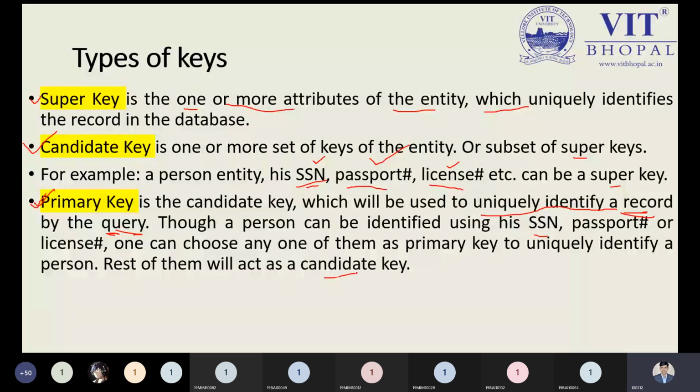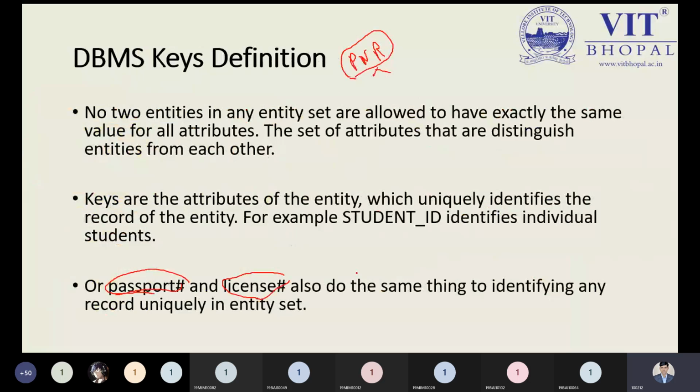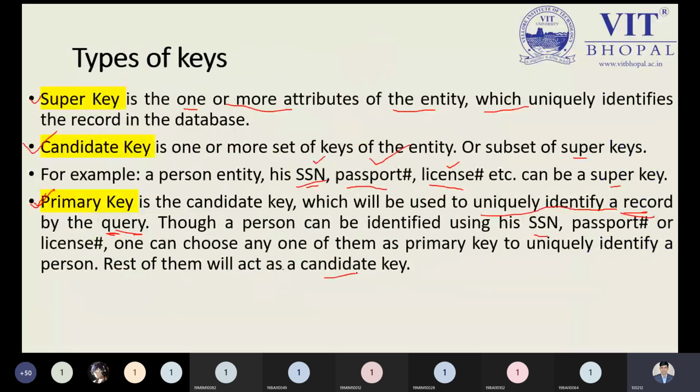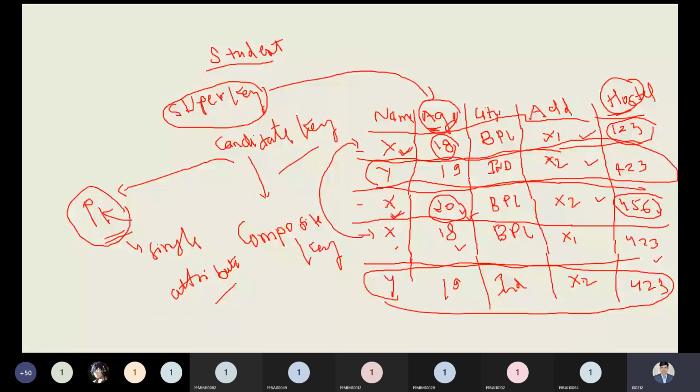Now please keep in mind, if I'm choosing age as a primary key, all the values must be uniquely identified, but age could not be. Can a student have a different age from every other student? No, more than two students can have the same age. So age cannot be a candidate key, and it cannot be a primary key at that time. Hostel number allotted to a student definitely can't be the primary key.